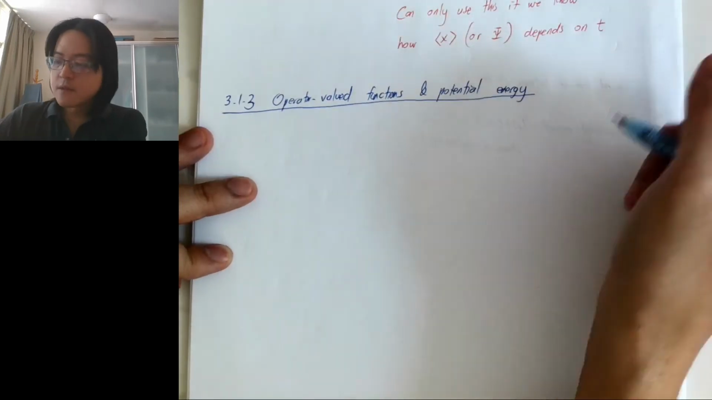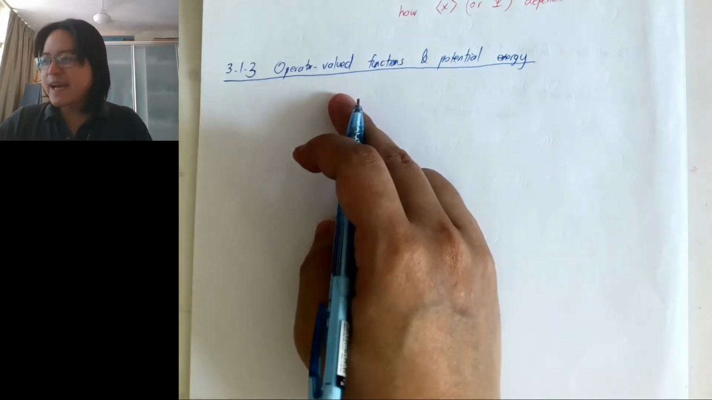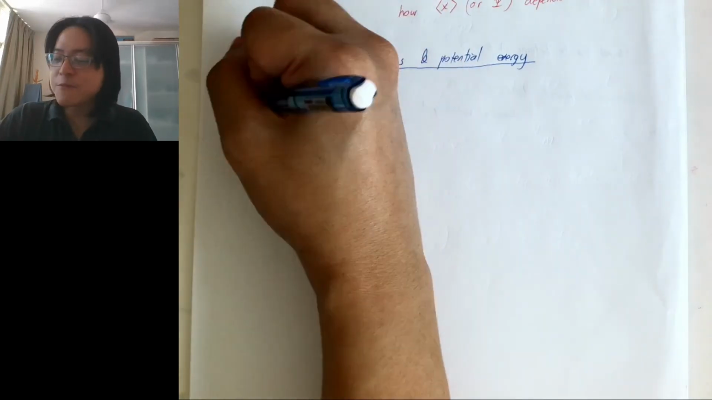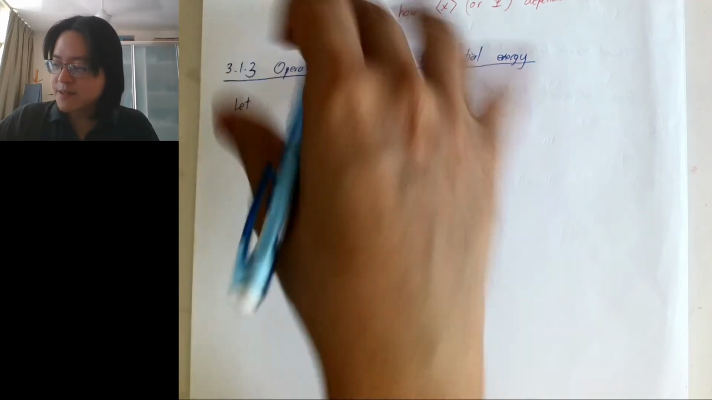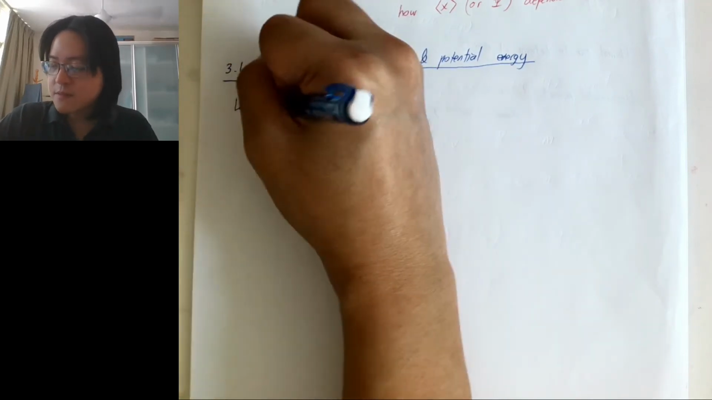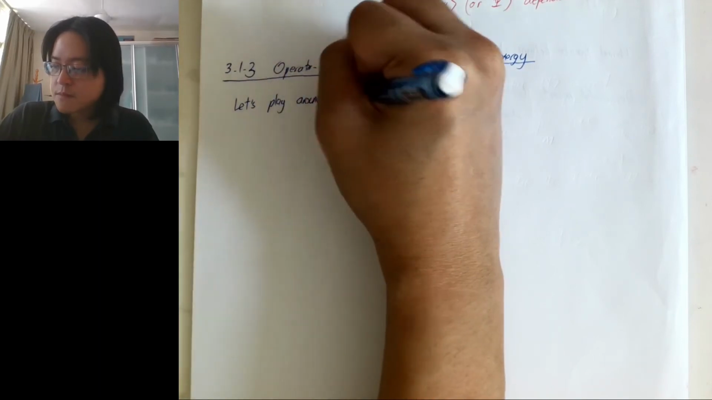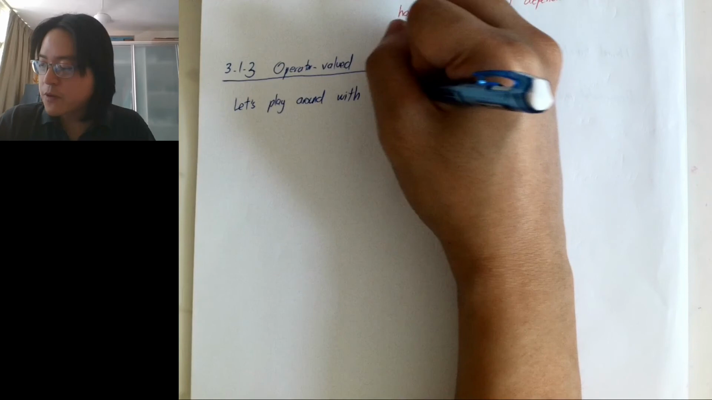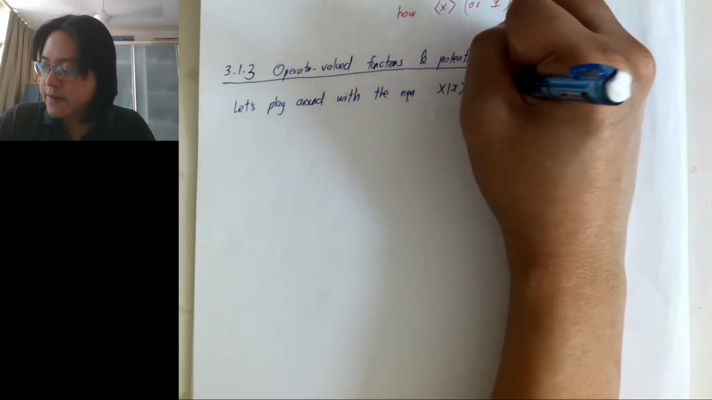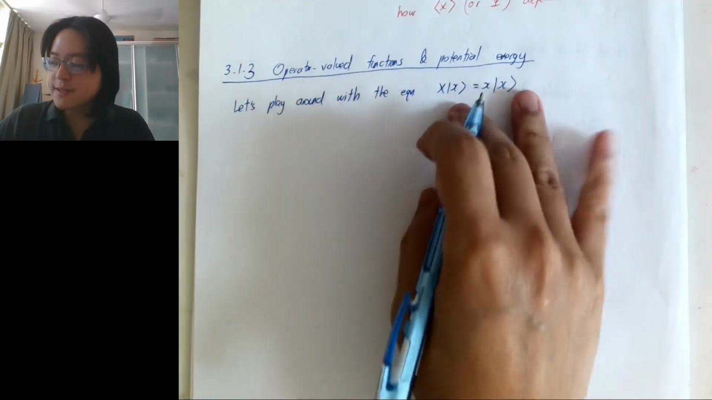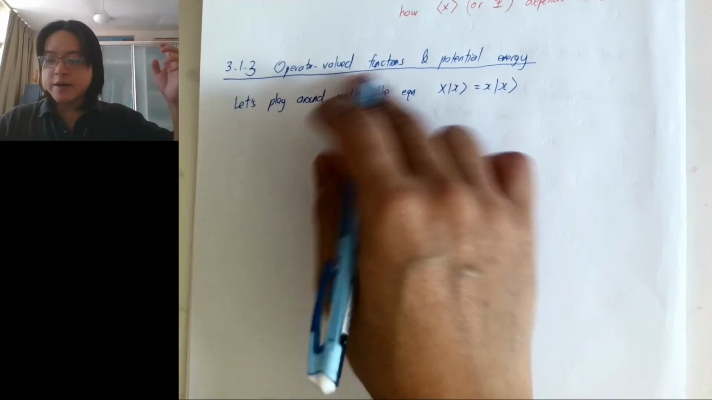Okay, so actually it is not that complicated. You will see what I believe is very easy after we play around with this. So let's play around with the eigenvalue equation. We know this already, okay? And using this equation, we can easily define operator functions.